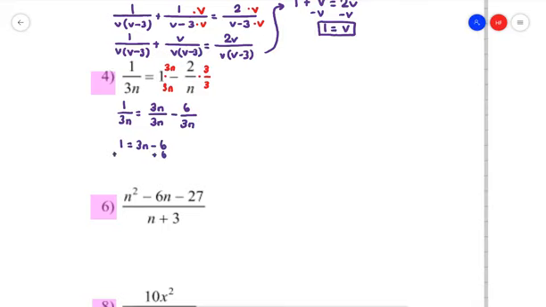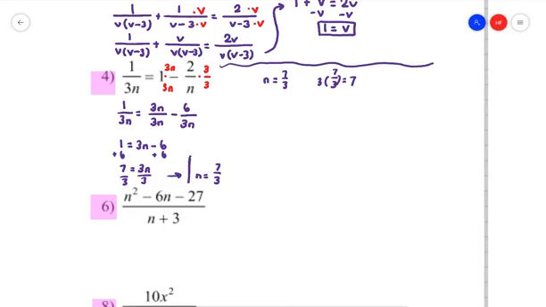We'll add 6. We get 7 equals 3n, and we'll divide by 3, and we get that n equals 7 over 3. Whenever I plug 7 over 3 into either denominator, n would equal 7 over 3, and then 3 times 7 over 3 is 7. Neither of those are 0, so we don't have an extraneous solution. n would equal 7 over 3.